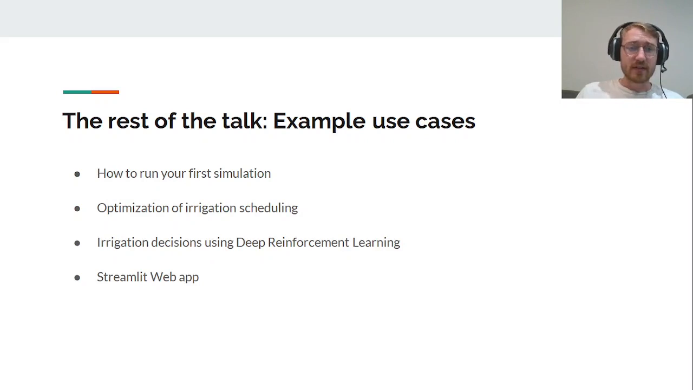So for the rest of this talk, I want to quickly guide you through running your first crop simulation, and then I'm going to talk through a couple of more advanced use cases which I've been working on as part of my PhD, such as optimization of irrigation scheduling, and then also trying to schedule irrigation using deep reinforcement learning. And then finally, I'll touch on one of the newer applications we're working on, which is a web application using the Streamlit package.